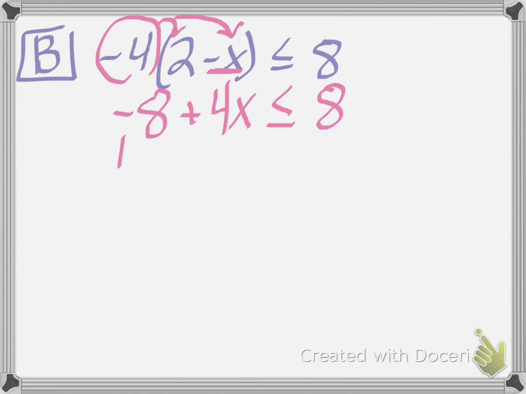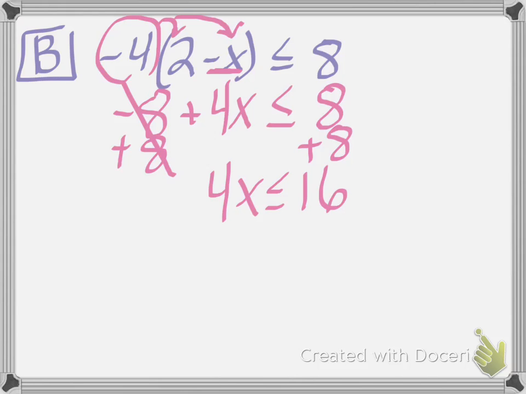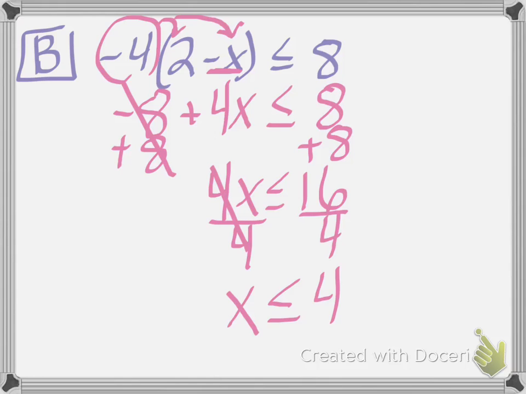Let's do the other thing first. Let's add 8 to both sides. 4x is less than or equal to 8 plus 8, which is 16. Now I can divide by 4. I did not divide by a negative, so I'm okay with this. x is less than or equal to 4. Let's do set builder notation. x such that x is less than or equal to 4.